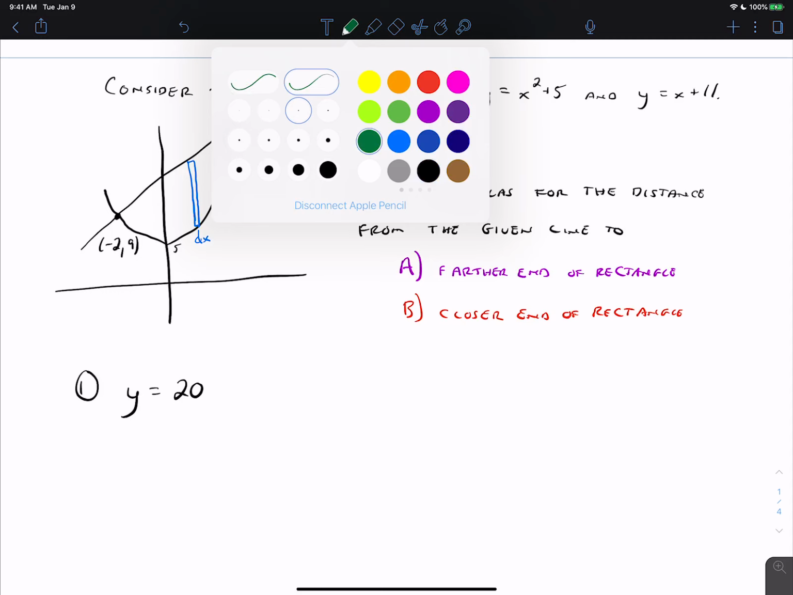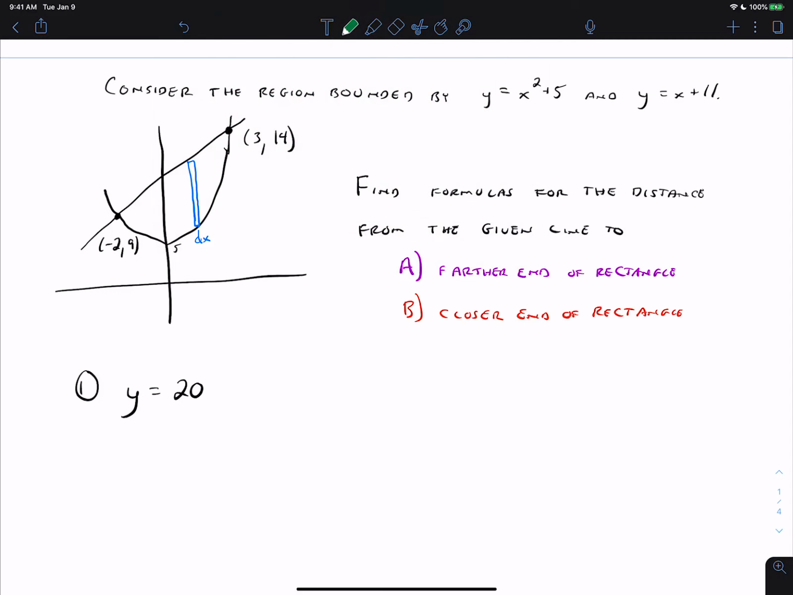So y equals 20, and we'll do that in green. Y equals 20 is a horizontal line, and it's somewhere above the region. Just because I've got instructions written up there, we're going to put it there. Not to scale, but it's above that. It's 6 units up, so a good bit higher. But we're looking at the distance from that line to the farther end of the rectangle and the closer end of the rectangle.